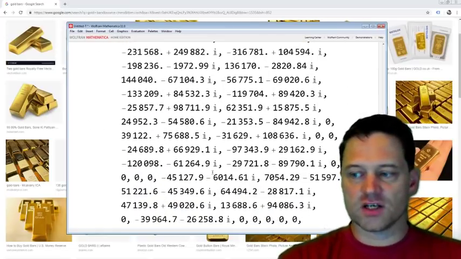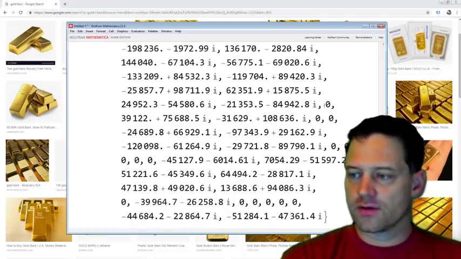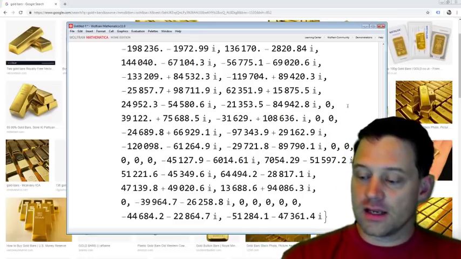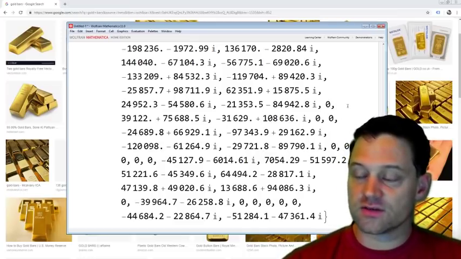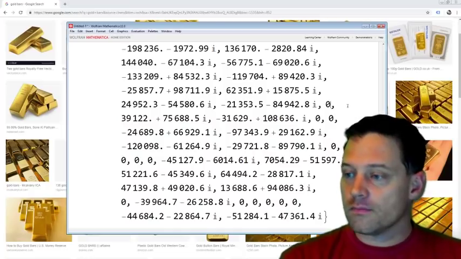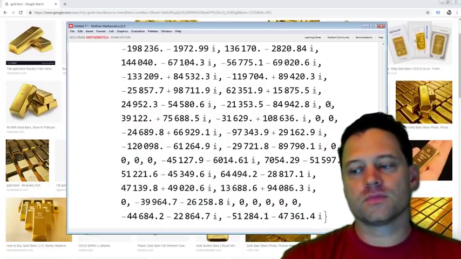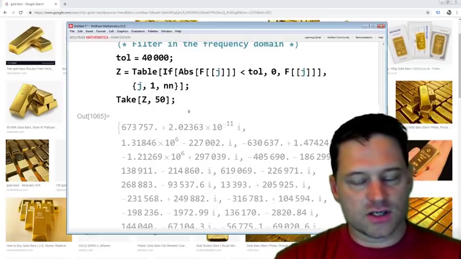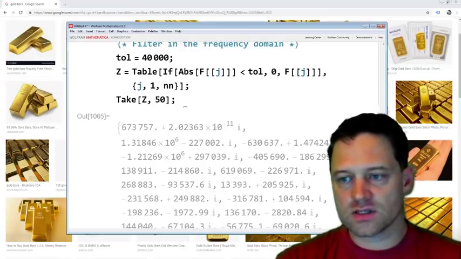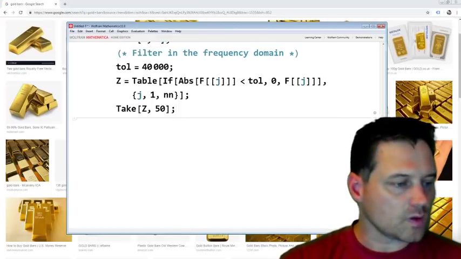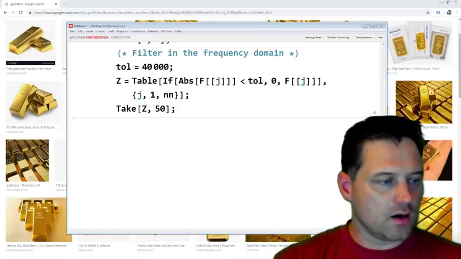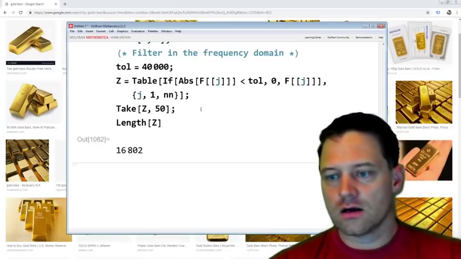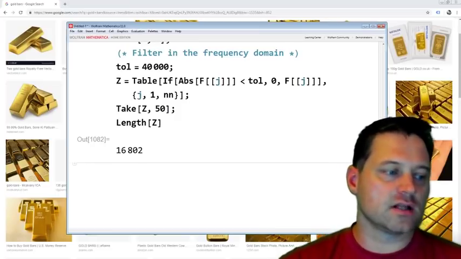Now you can see not much filtering was done. You scroll through this, you do see a few places where there is a 0. So we did do some filtering, but not a whole lot. So now that we understand that, let's put a semicolon there so we suppress the output, and let's move on. Now you might want to know what is the length of Z, just to check. It's still 16,802, so that's good.